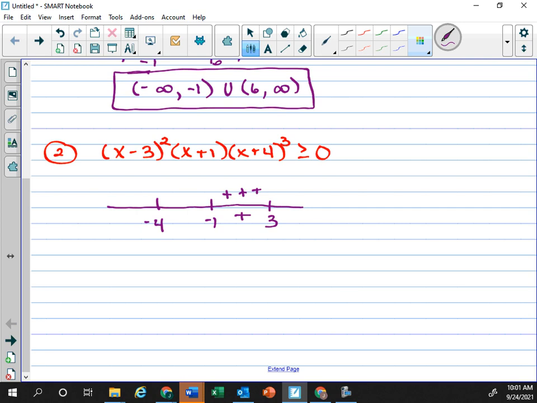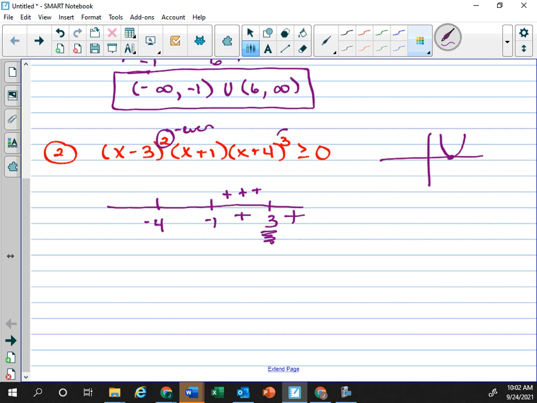Now, some of you plugged in all the regions because you were like, there's multiplicity, I don't know what to do, I'm just going to plug it in. That's okay, that works. I don't like plugging in that many numbers, so I just want to use the multiplicity to help me. Even multiplicity, we know from polynomials, means it's going to touch the x-axis and then bounce, right? So whatever it's doing on one side of that 0, it's going to do the same thing on the other side. That's why even multiplicity matters.